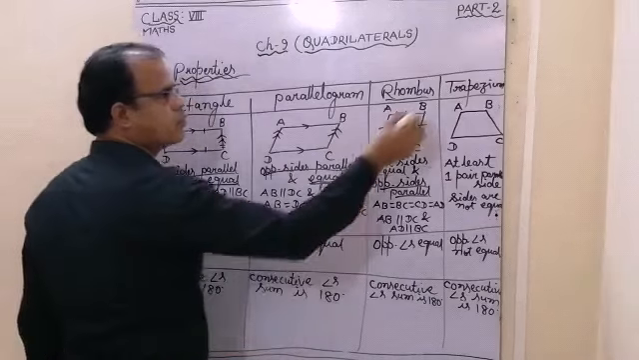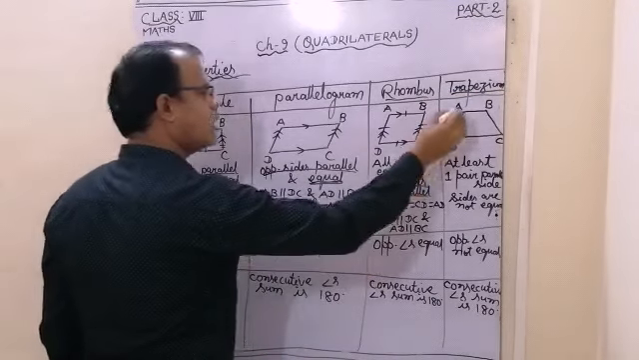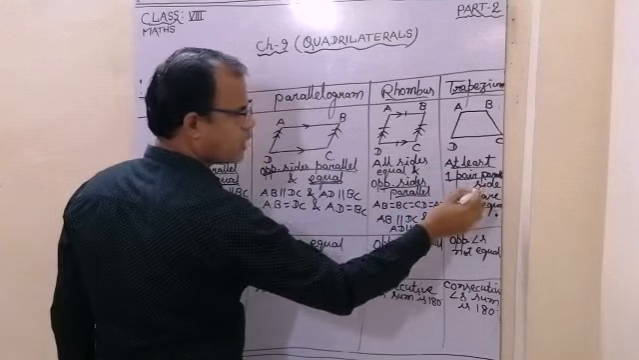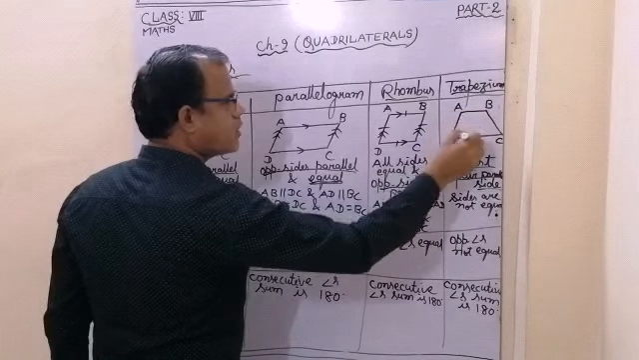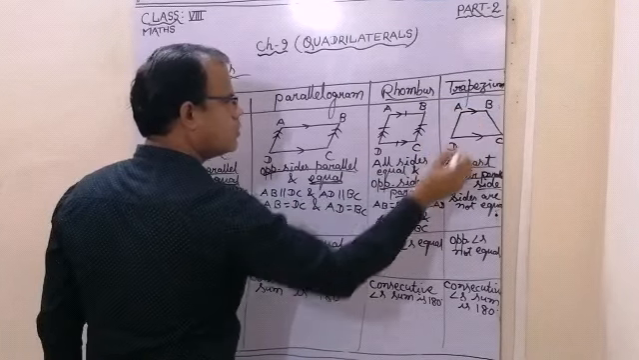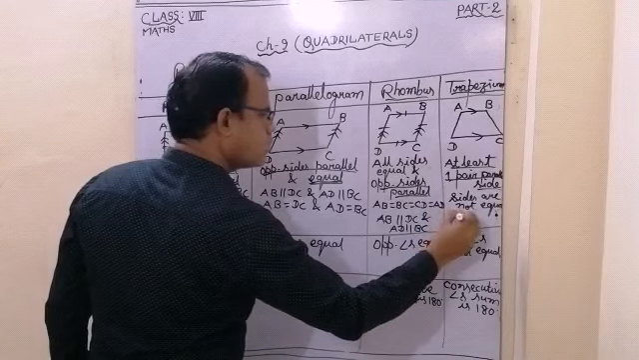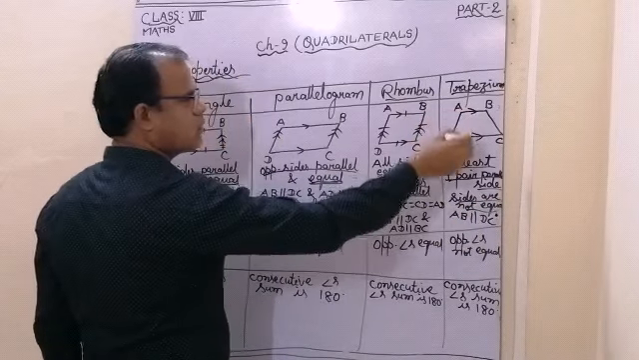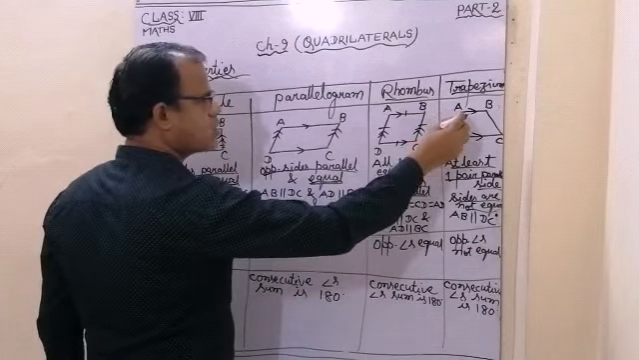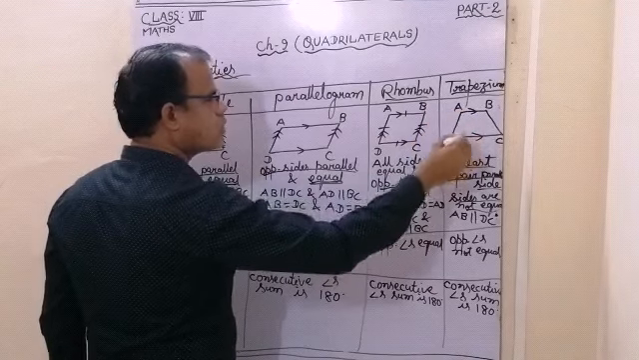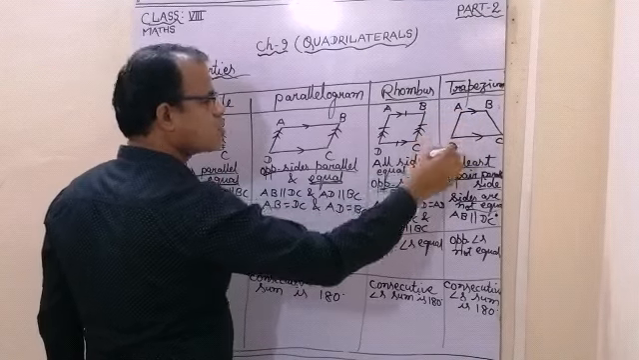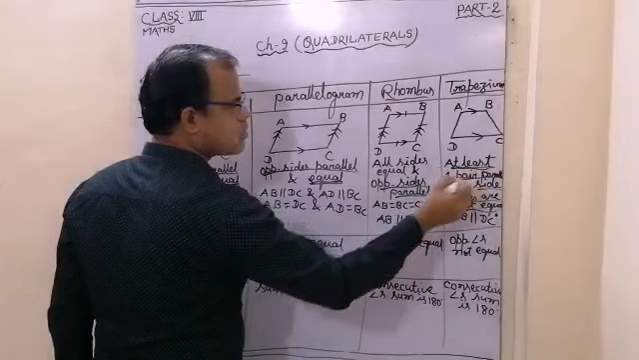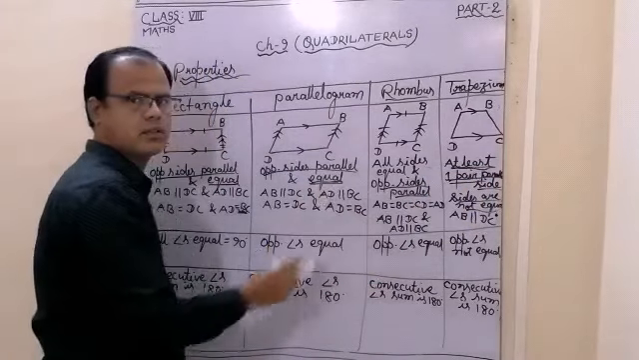Okay. Next, moving to trapezium. Here see ABCD is a trapezium. Here at least one pair of parallel sides. So look here, this side and this side are parallel. AB parallel to DC. And sides are not equal, means AB is not equal to DC, and AD is not equal to BC. So remember, in trapezium at least one pair of parallel sides.